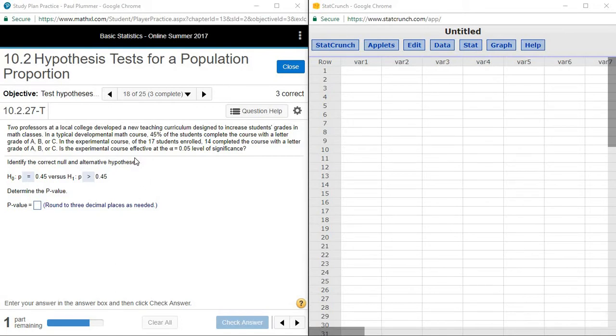This video demonstrates what you do when the sample size for a sample proportion doesn't meet the requirements to be able to use the normal model. So in this case, we had 17 students, so that would be our sample size.